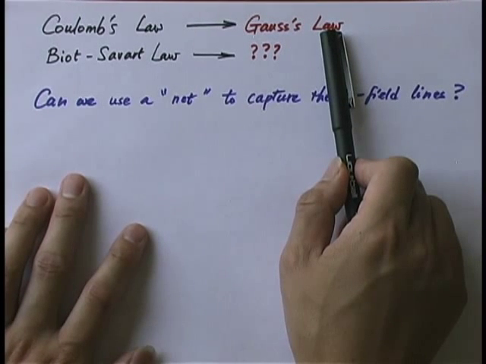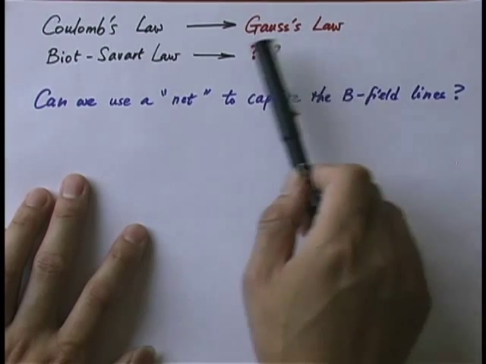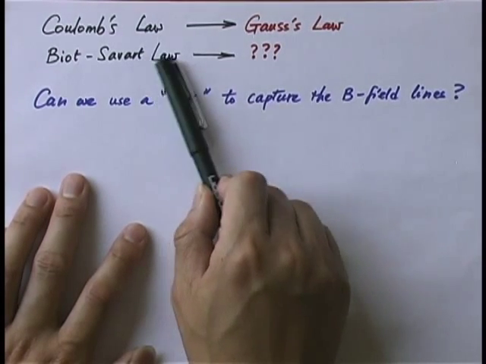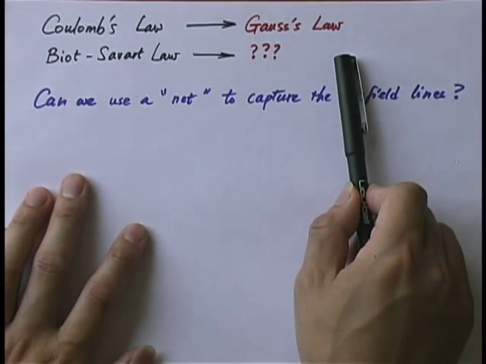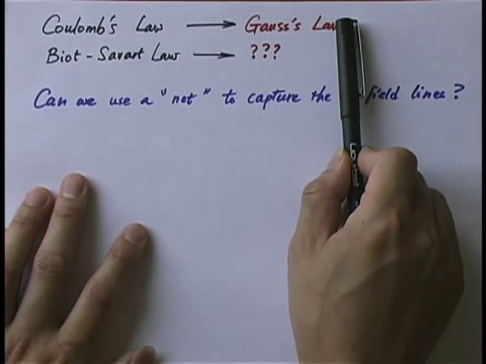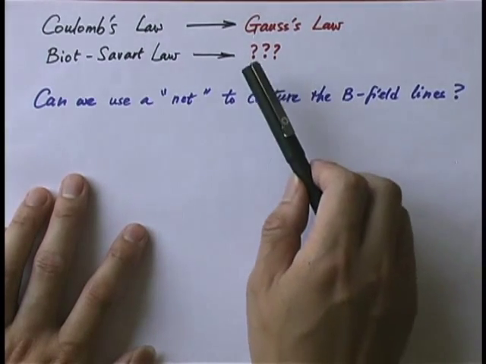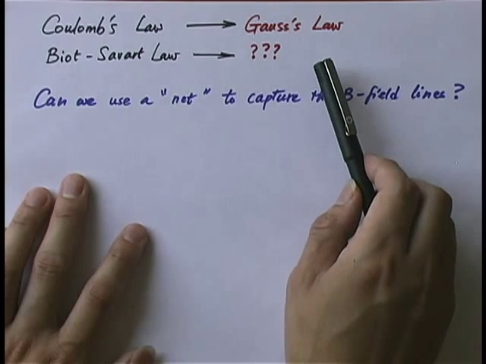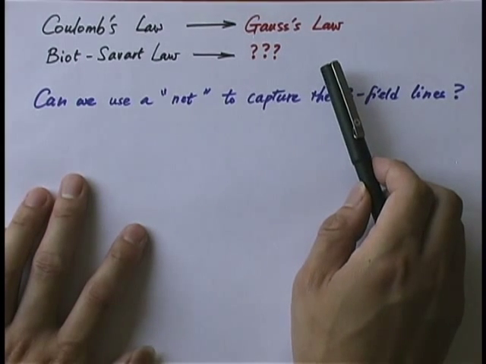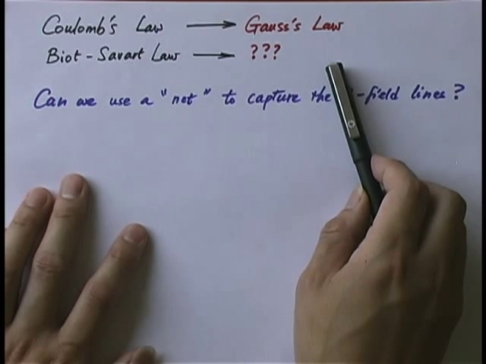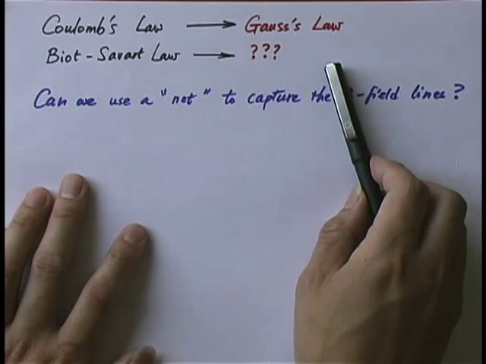If E and B fields are very analogous, then is it possible for us to go from Biot-Savart's law to something equivalent to it, just like Gauss's law can be derived from Coulomb's law, so that we can calculate the magnetic field of highly symmetrical current distributions, such as an infinite long wire carrying a current I? Is that possible? That's what we're going to investigate in the next half of this chapter.